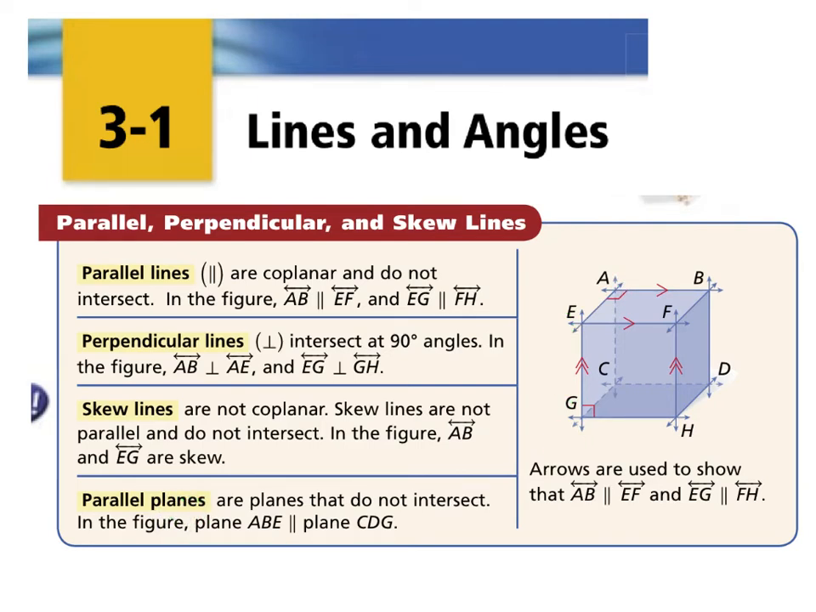Parallel planes are planes that do not intersect. In the figure, plane ABE, which is the top part of this box, is parallel to plane CDG, which is the bottom part. Arrows are used to show that line AB is parallel to line EF, and line EG and line FH are also parallel. So notice that we use these arrows as I just told you. Those arrows indicate that lines are parallel.